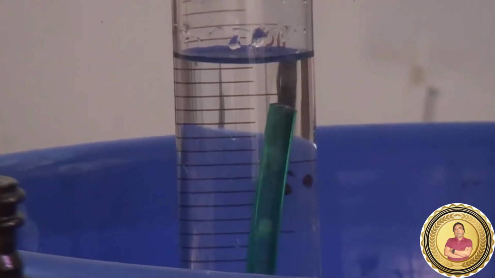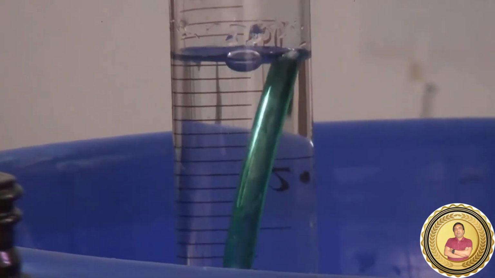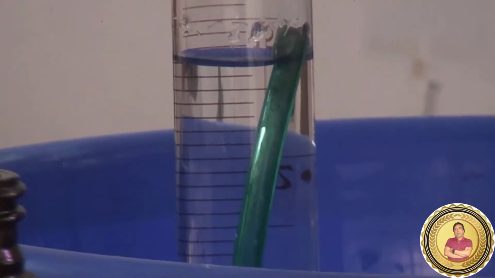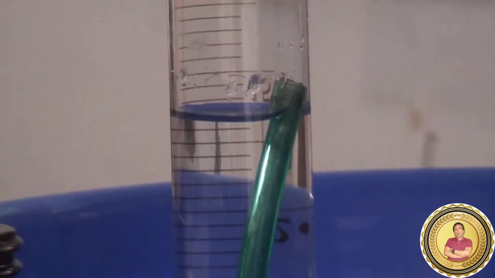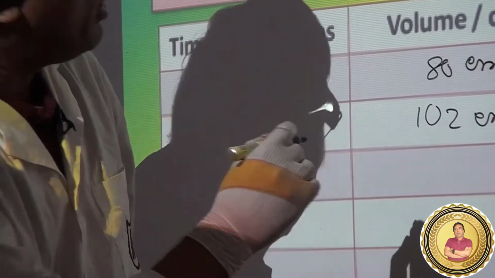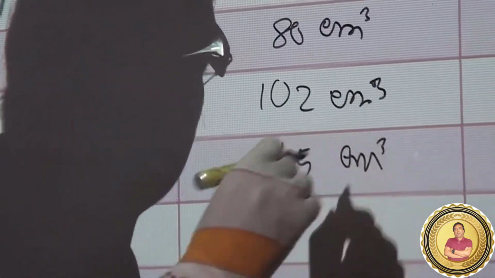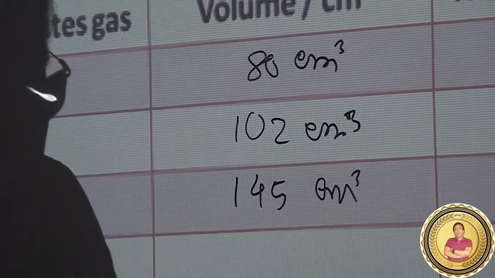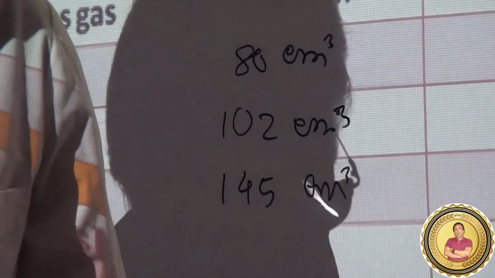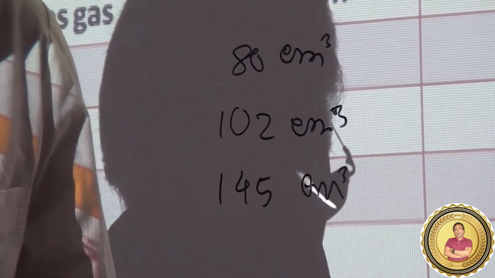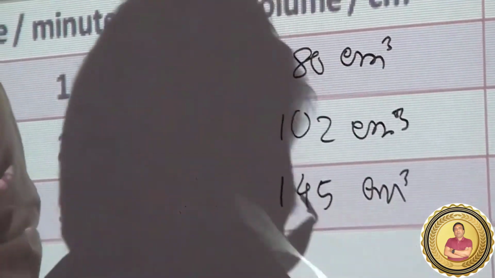We are observing continuous bubbling inside the measuring cylinder, and we observe that at 3 minutes the volume of gas evolved is 145 cubic centimeter.